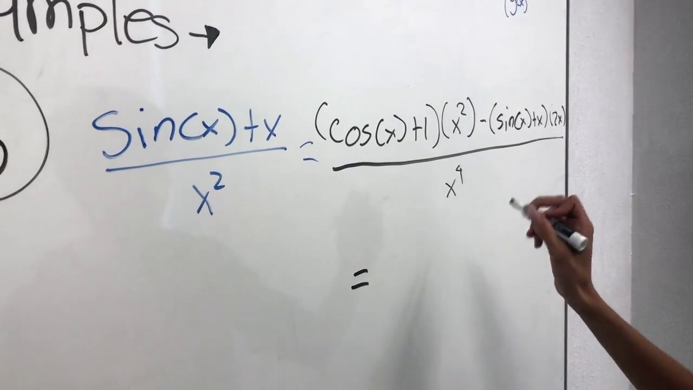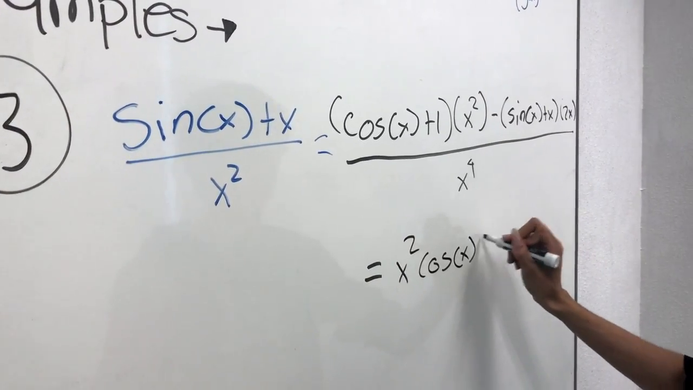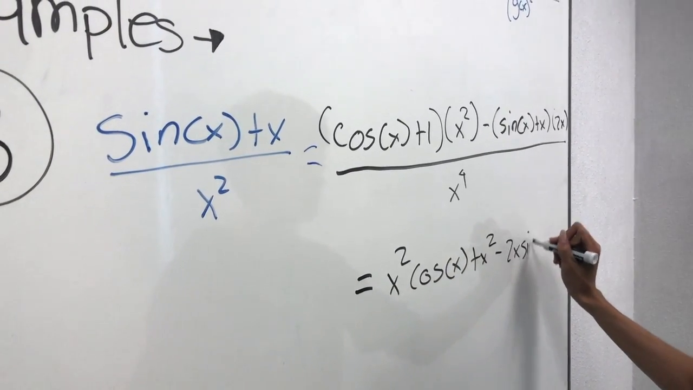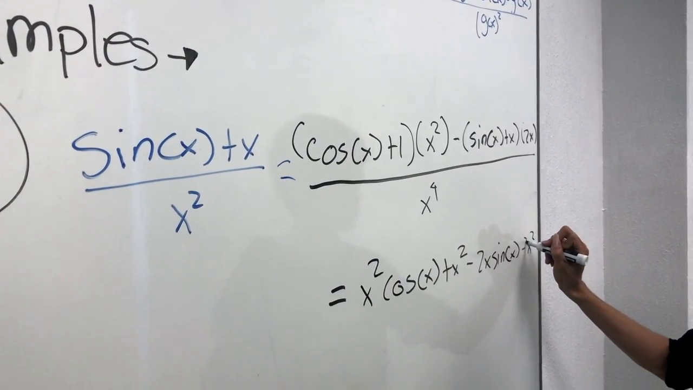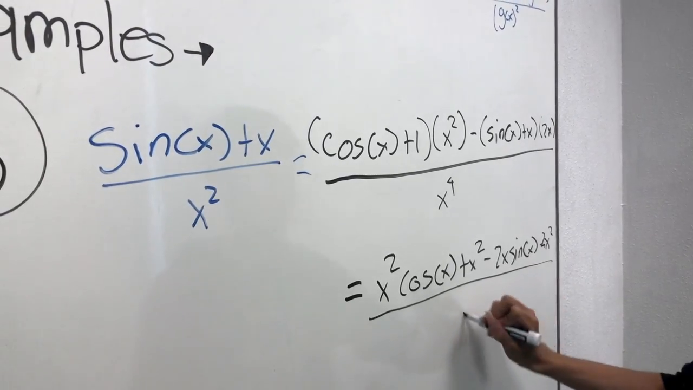And our final result would be x squared cosine of x plus x squared minus 2x sine of x minus 2x squared, all divided by x to the 4.